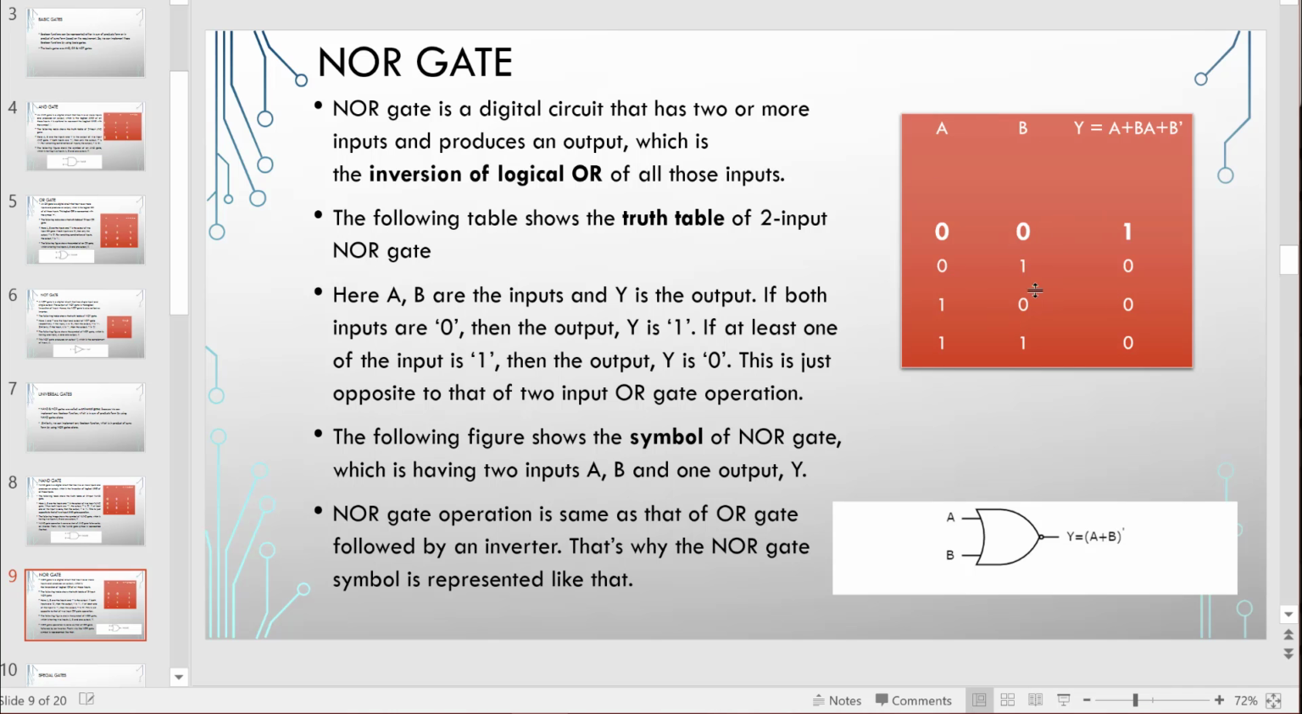It is the inversion of the OR. As we have seen, in the OR gate there will be 3 high values, if there is 1 in either case. So as it is the inversion, if there is 1 in one input or 1 in both inputs, then we have 0 in the output. And we will have 1 in the output only if there are zeros in both inputs, right?